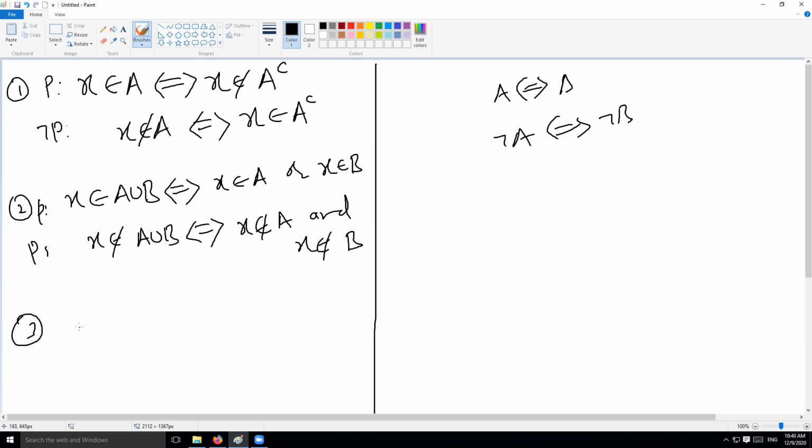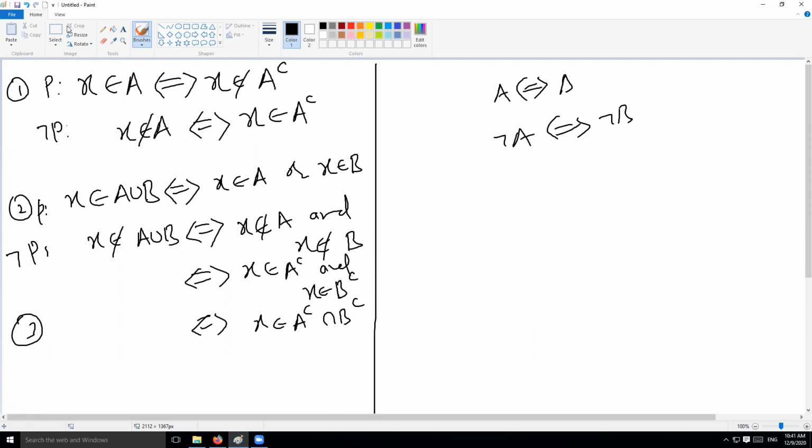So third, the negation, we can also write as X belongs to A complement and X belongs to B complement. Yes, this is the same as X belongs to A complement and X belongs to B complement. But you can also say this as X belongs to A complement intersection B complement. So these are the things that you can deduce from all that.